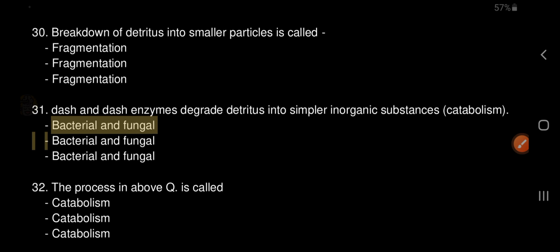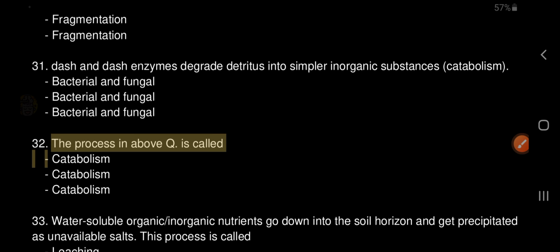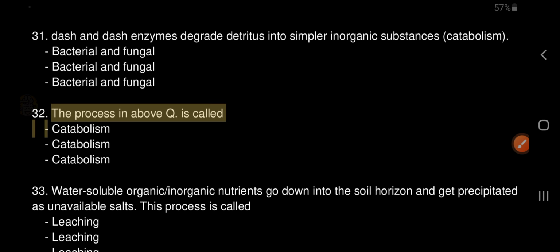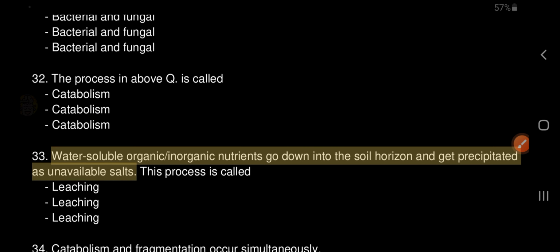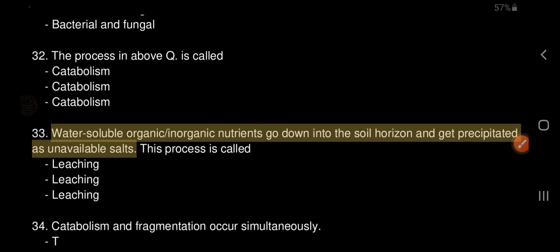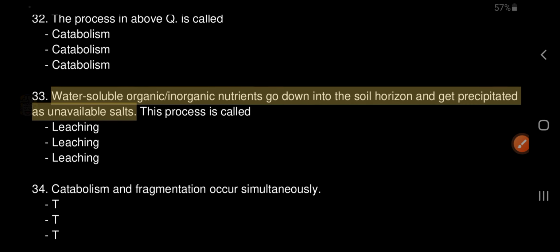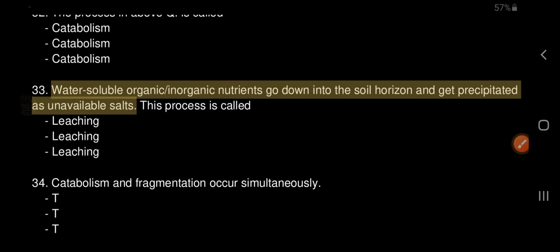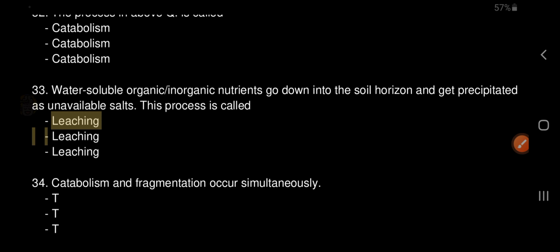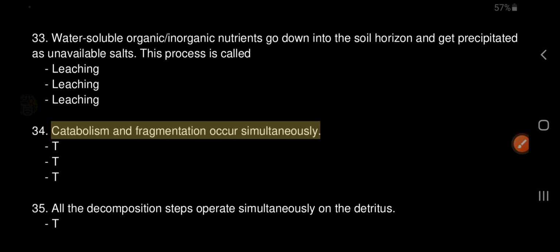31. Dash and dash enzymes degrade detritus into simpler inorganic substances. Bacterial and fungal. 32. The process in above question is called catabolism. 33. Water-soluble organic and inorganic nutrients go down into the soil horizon and get precipitated as unavailable salts. This process is called leaching.